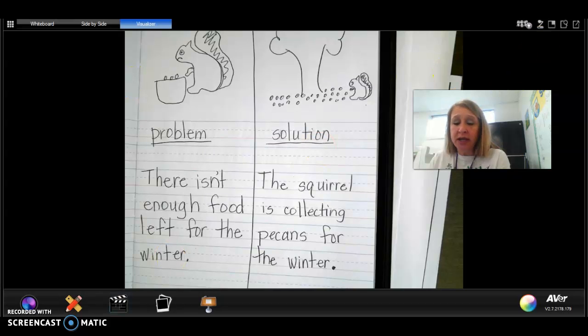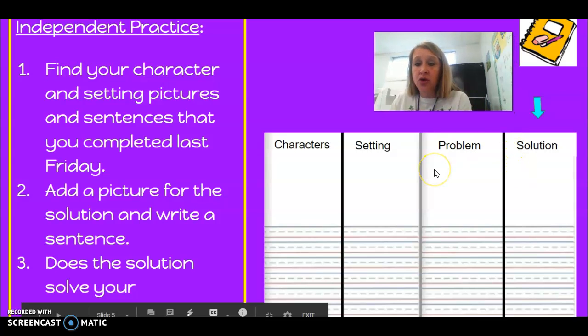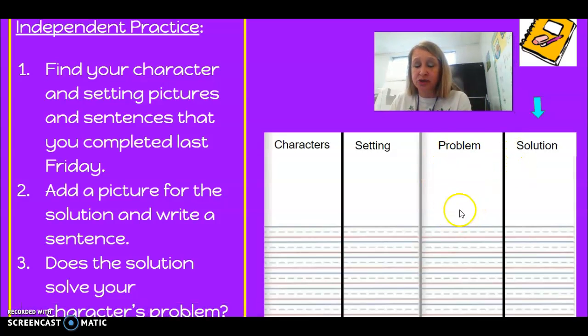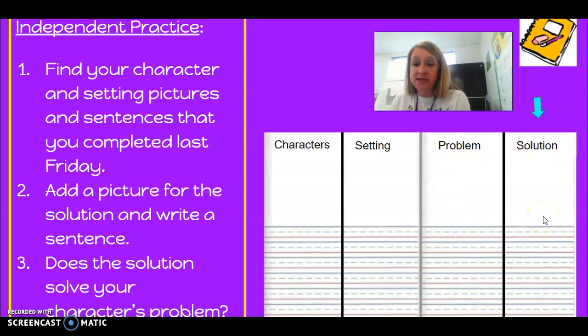So when you are getting ready to write your solution, I want you to think about your problem from yesterday. What did you draw yesterday? What did you write yesterday? Now the solution needs to actually solve the problem. Can I just say he ran away or he went to the store? No, not really. That would not really solve his problem. So I came up with an actual solution that would fix his problem or help him figure something out. Okay, so the solution needs to solve your character's problem. And then you can take a picture and turn it into your teacher.